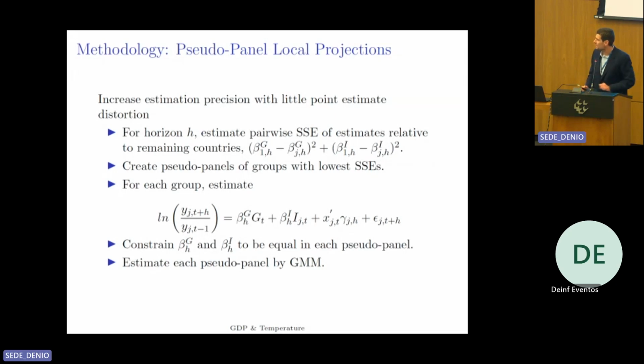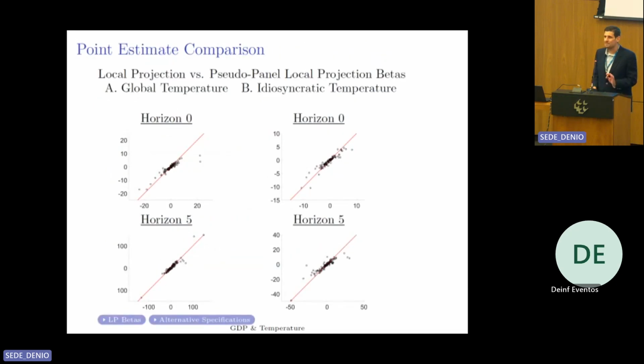Just to show you that the point estimates have very little distortion, I want to show a comparison of our local projection estimated coefficients with the pseudo panels. In this figure, the y-axis is the local projection estimates and the x-axis is the pseudo panel local projection estimates. We do this for global temperature and idiosyncratic temperature, and I plotted 2 horizons: horizon 0 and horizon 5. The red lines are the 45-degree line.